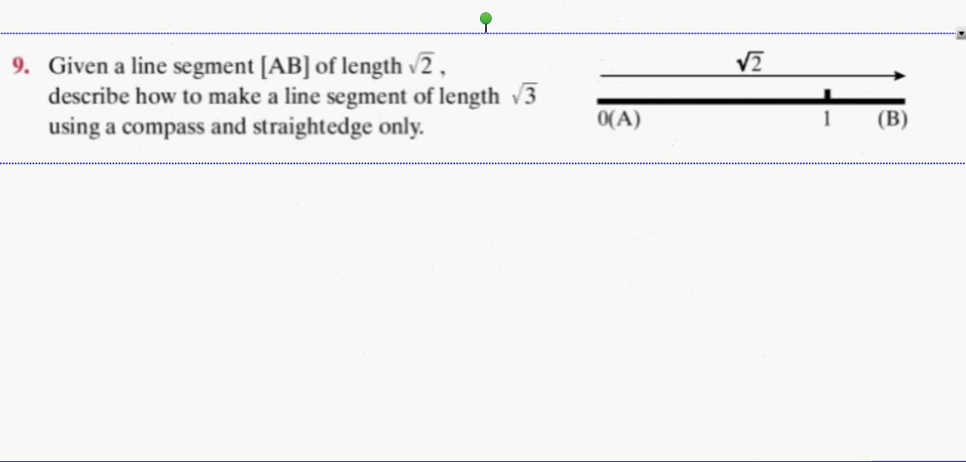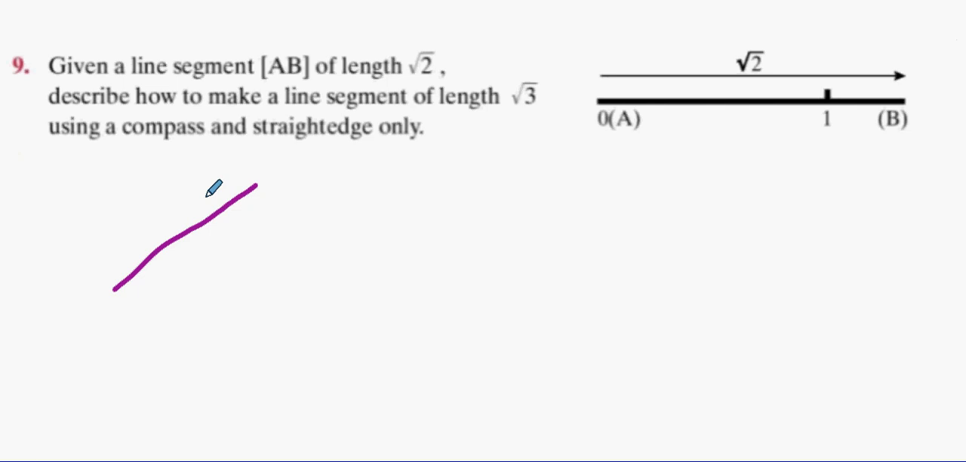Next one. Given a length of root 2, which is given to me on the board, describe how to make a line segment of root 3 using a compass and a straight edge only. Yeah, no bother. Here's what I'm thinking. What happens if you had a triangle, your root 3, your root 2, and your length of 1? Does that balance when we do Pythagoras' theorem? Let's find out.